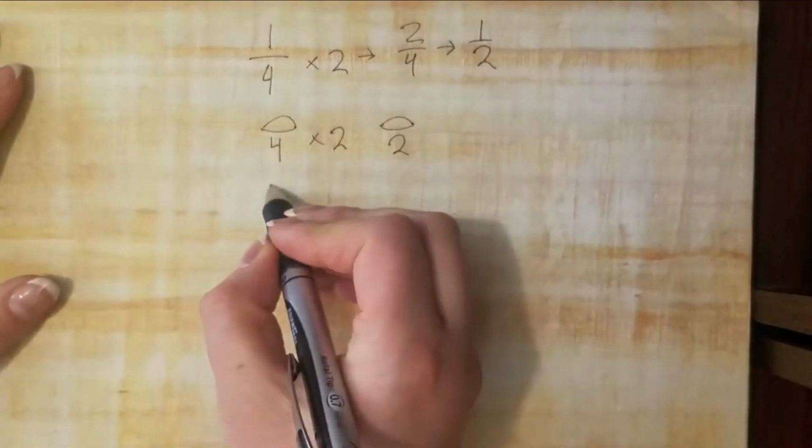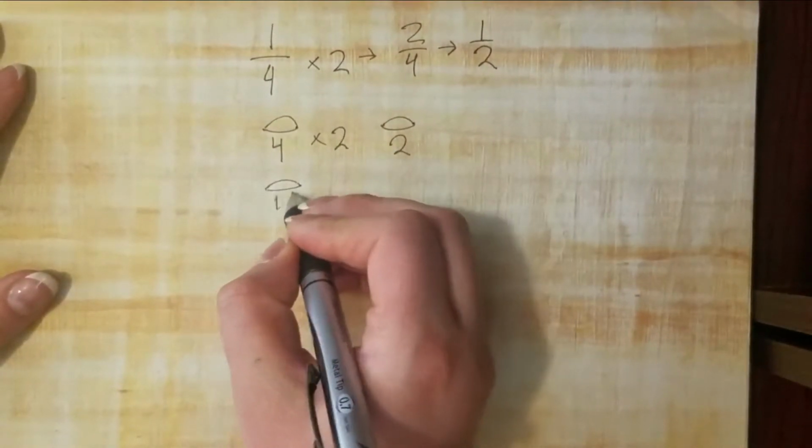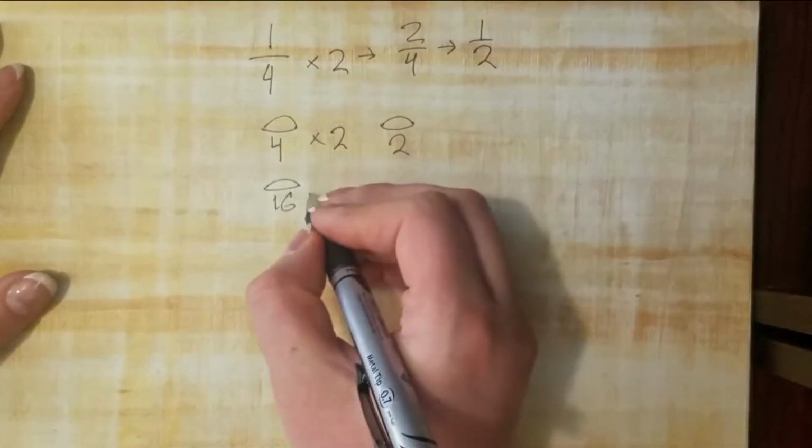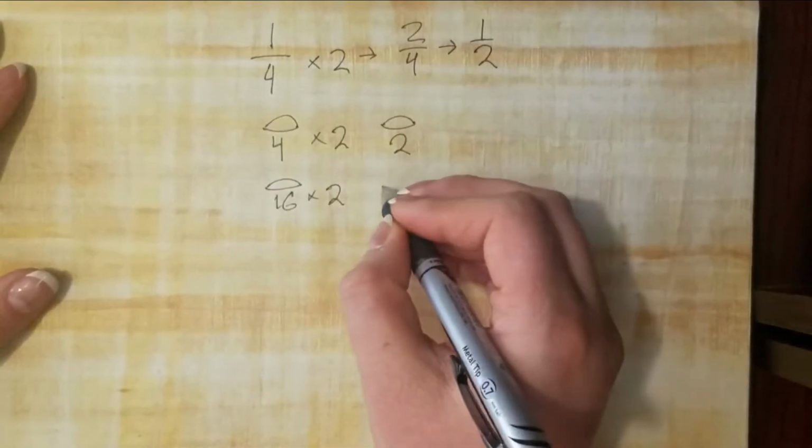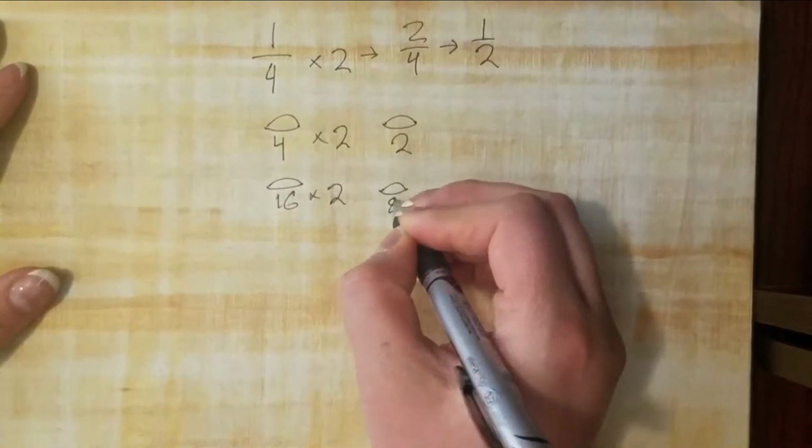So if we had a 16th times 2, we would get 1/8. It's very straightforward. Now comes the difficult part. How did they multiply fractions with an odd denominator by 2?